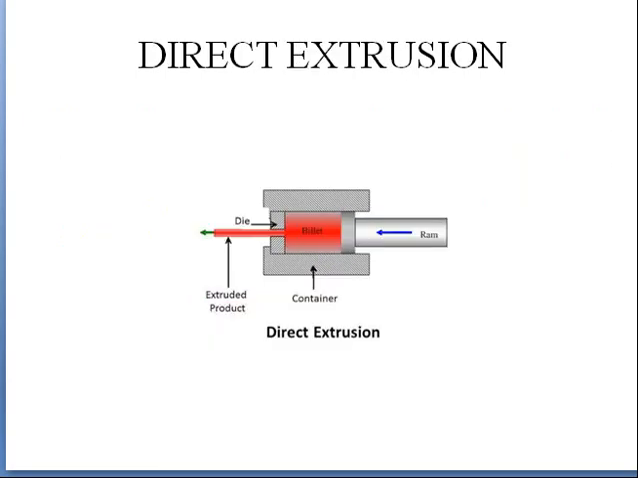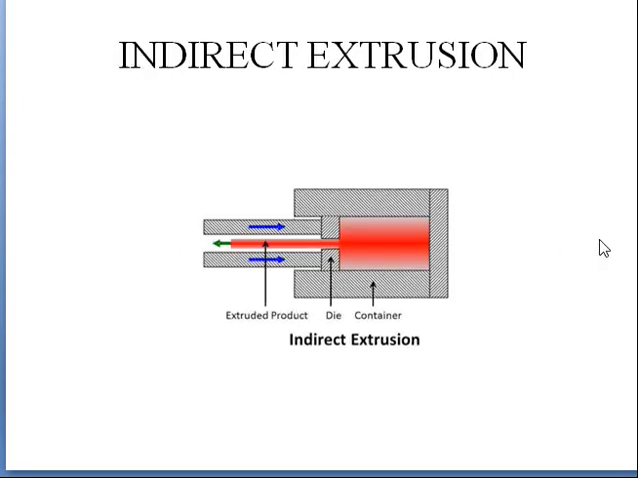In case of direct extrusion, the direction of ram and the direction of extruded part is in the same direction. But in case of indirect extrusion, here this is the ram, and within the ram we have the die, and now the direction of ram and the direction of flow of billet are in opposite direction. This is called indirect extrusion.